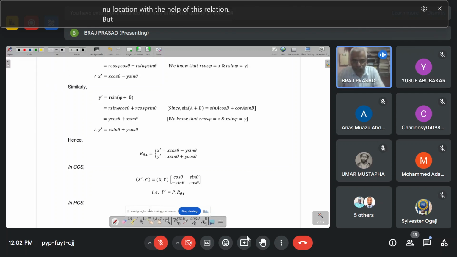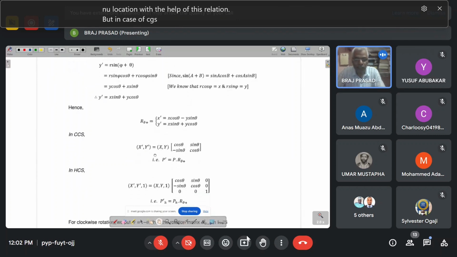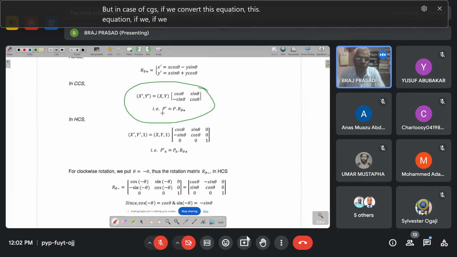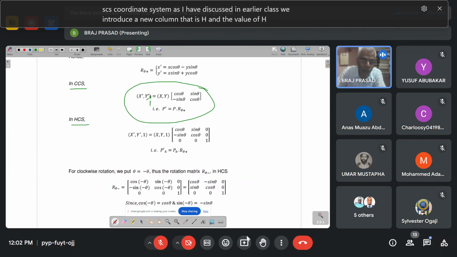But in case of CGS, if we convert this equation in HCS coordinate system, this is in Cartesian coordinate system. In HCS coordinate system, as I have discussed in earlier class, we introduce a new column, that is h, and the value of h is equal to 1.